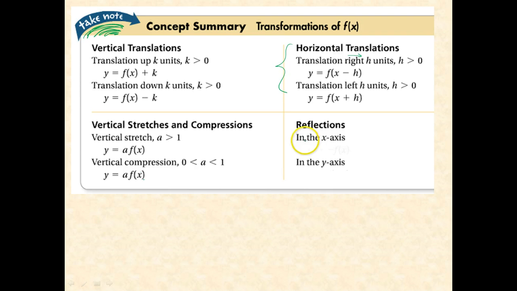And then when you're reflecting in the x-axis, y equals negative f of x. When you're reflecting in the y-axis, y equals f of negative x. You can remember this as: when you're flipping across the y-axis, the value of x is the opposite. And when you're flipping across the x-axis, the value of y is negative. So y equals f of x, so negative.